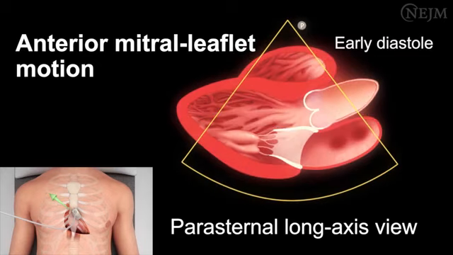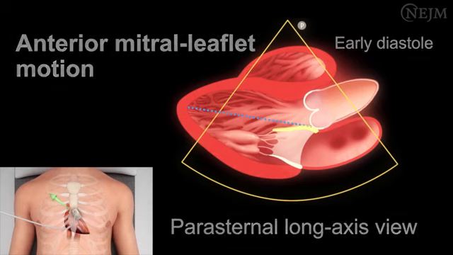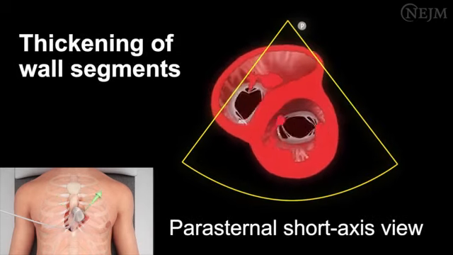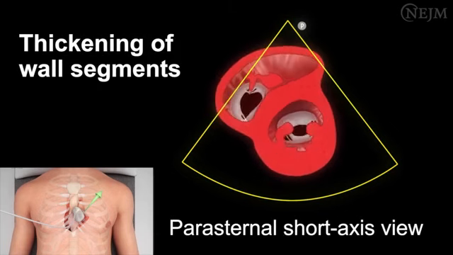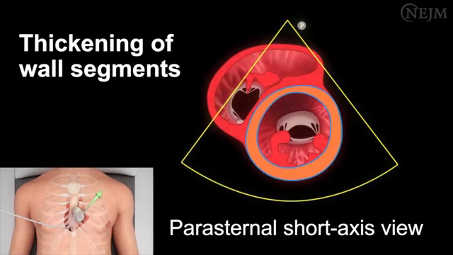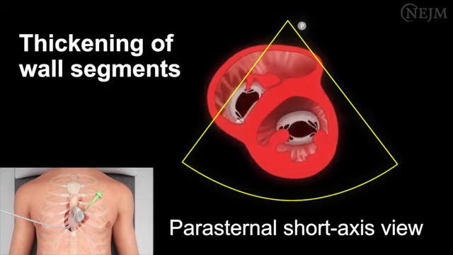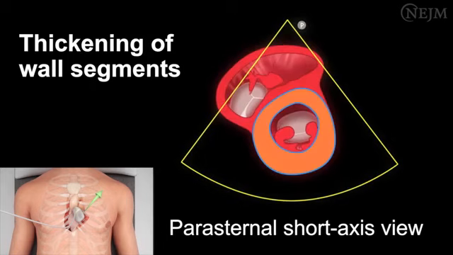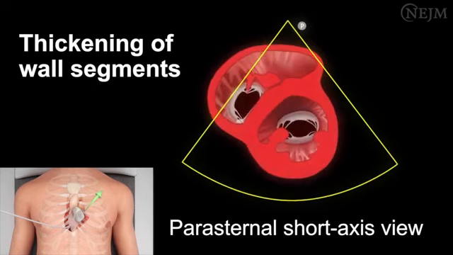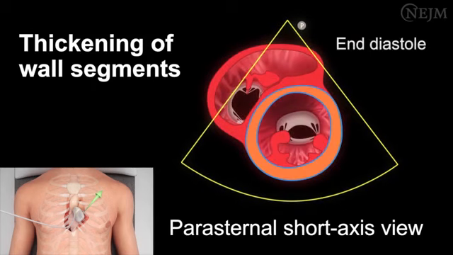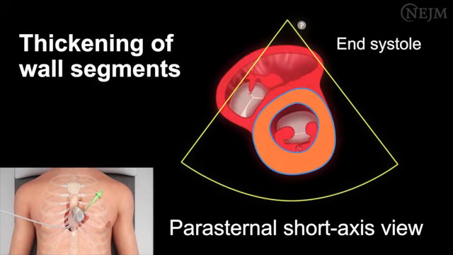But when the motion does not extend beyond the midline, it suggests severely reduced function. Thickening of wall segments is best evaluated in the parasternal short axis view. Wall thickness is minimal at end diastole. During systole, the myocardium contracts, causing the wall to increase in thickness until it reaches its maximum thickness at end systole. The fractional increase in wall thickness from end diastole to end systole during the same cardiac cycle yields the estimated thickening of wall segments.